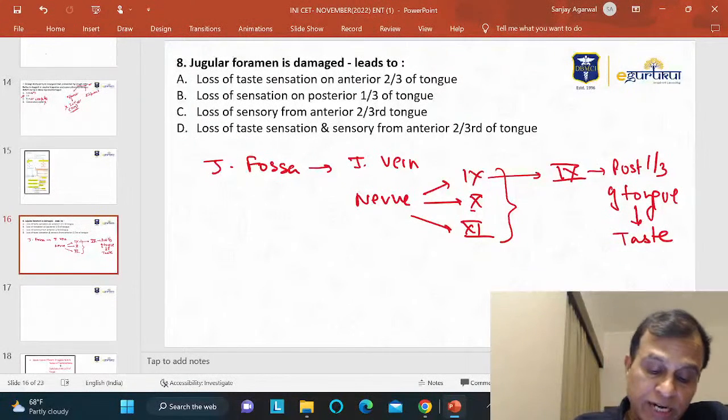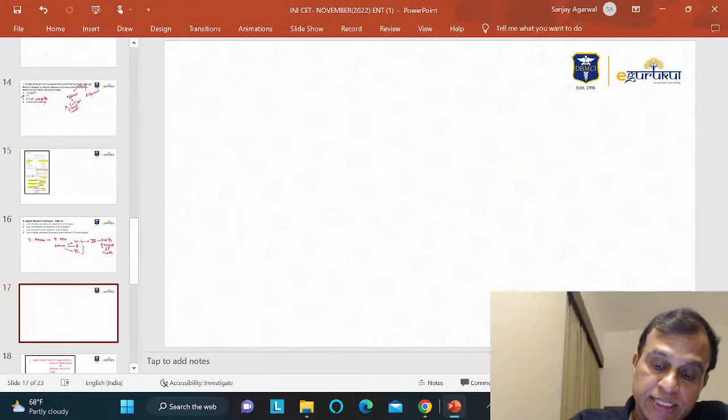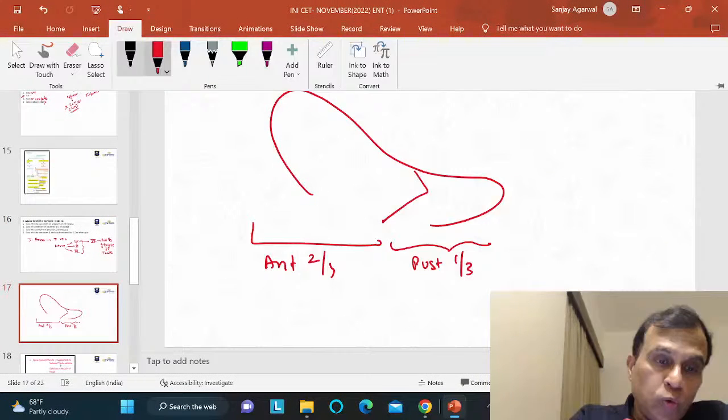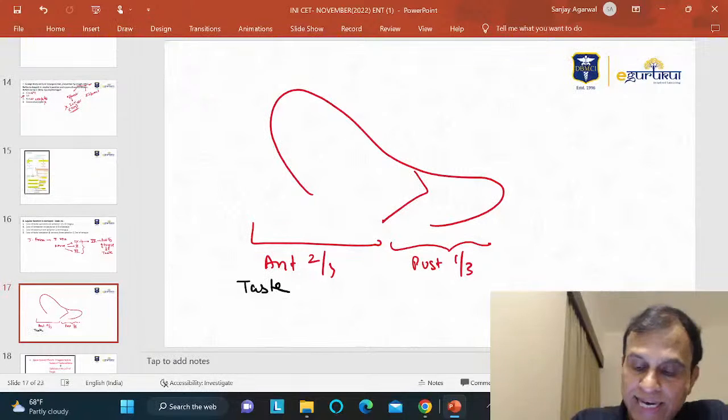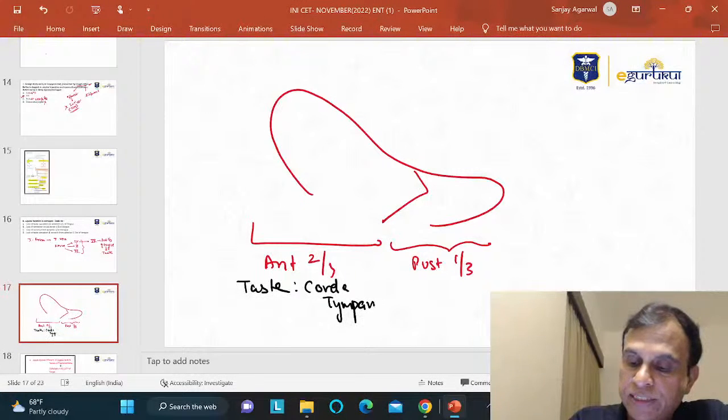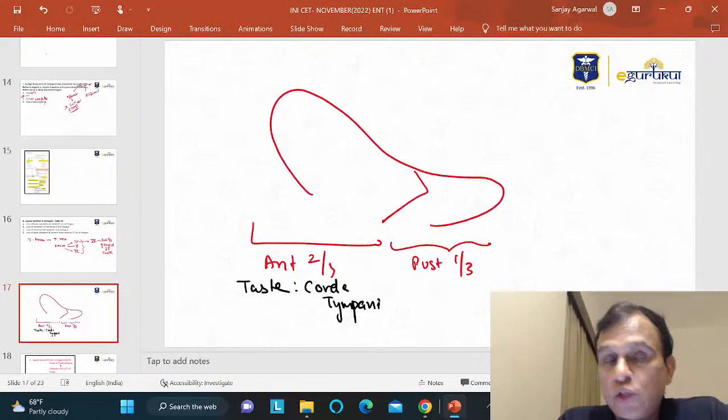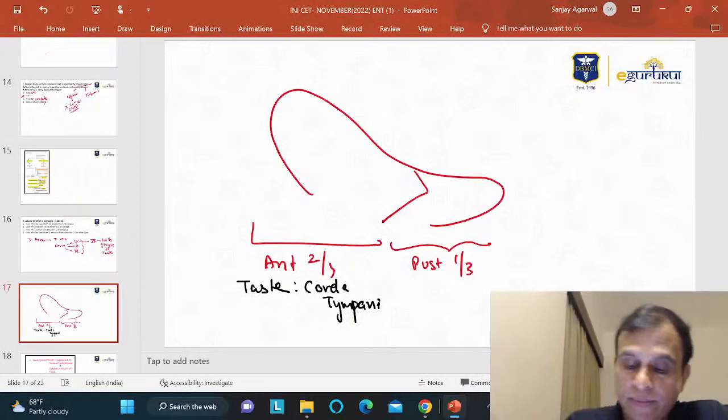So when I draw the tongue like this, let's say the anterior two-third of the tongue, the taste is carried by chorda tympani, I'm sure you know. And chorda tympani is a branch of facial nerve, isn't it? And facial nerve is nowhere close to the jugular fossa, nowhere close, so it cannot be affected.